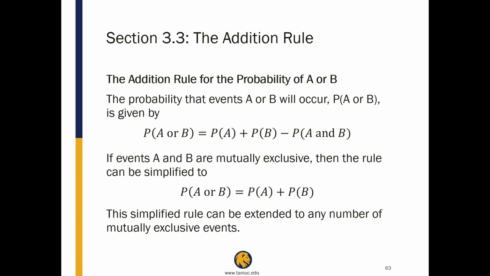And this rule can be extended to more than just two events: 3, 4, 5. The general idea, though, is when we speak of events happening in A or B, or A or B or C, or however many events there are, the keyword "or" relates to the addition of individual event probabilities.